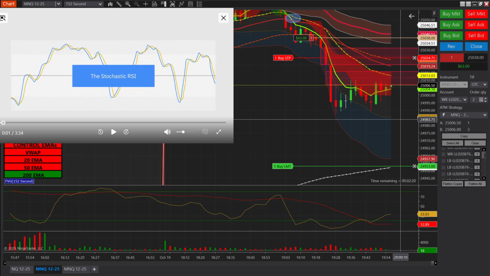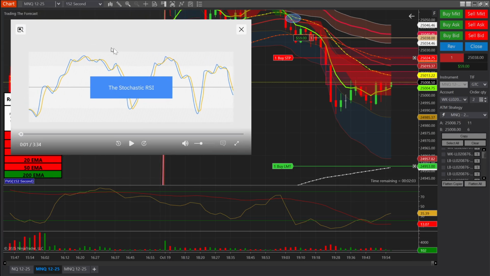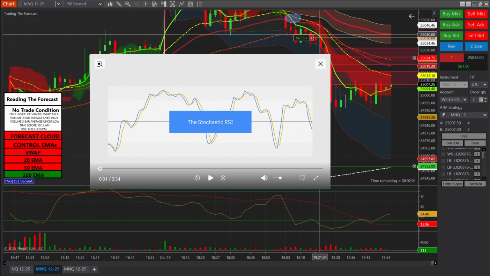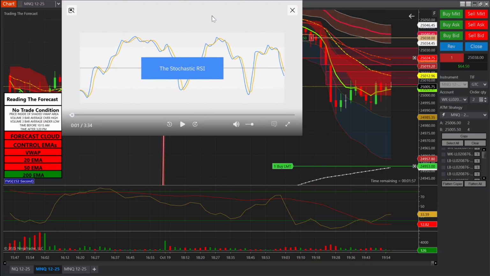Now, this is a more advanced concept. If you're brand new to trading and you had to watch all the videos to understand what the indicators are in the forecast, this is something you don't need to worry about. You just need to understand how to read the forecast box and how to identify the entry, and then that will get you started.